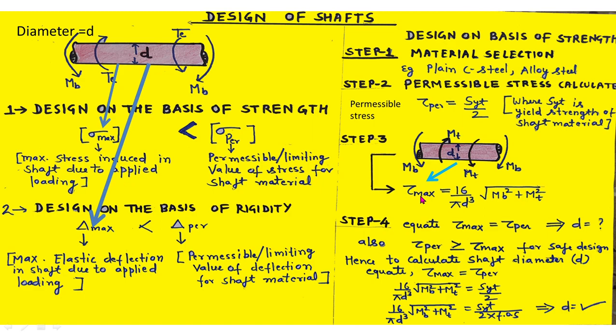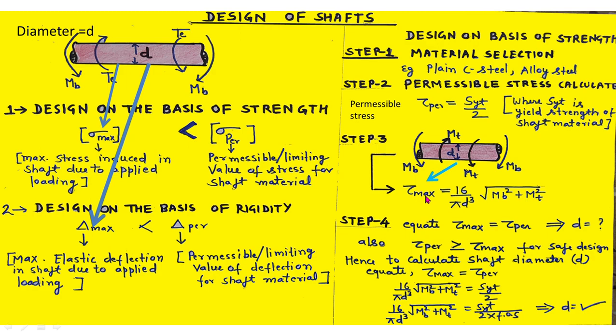So that maximum shear stress can be given using the maximum shear stress theory using this formula. Here in this formula you can see that tau max is equal to 16 by pi d cube times the square root of MB square plus MT square. Here MB is the bending moment and MT is the twisting moment acting on the shaft. So the maximum shear stress induced in the shaft because of this loading condition is given by this formula.